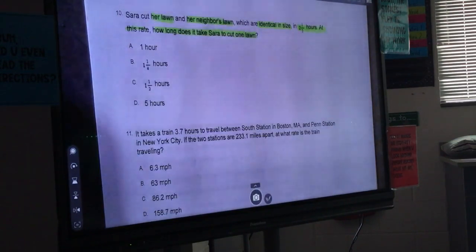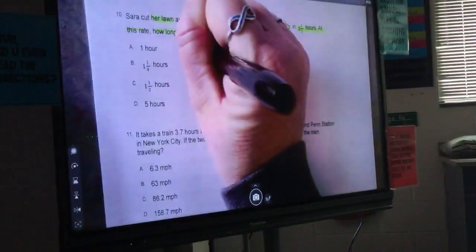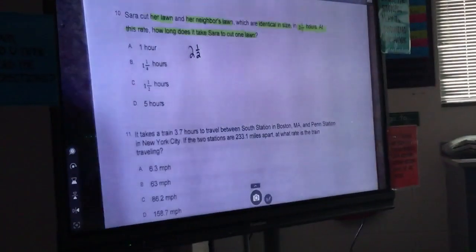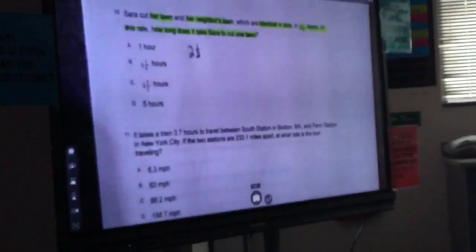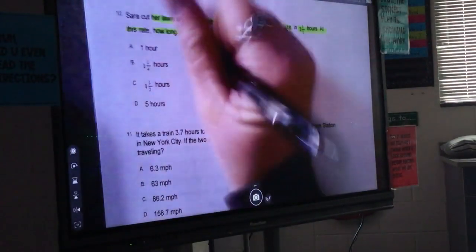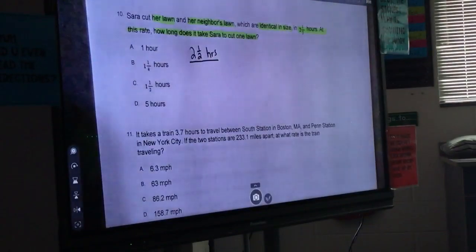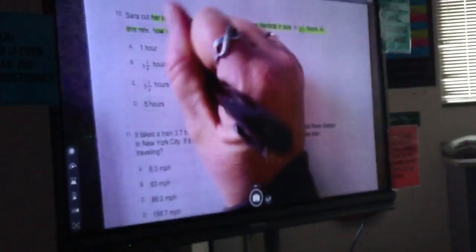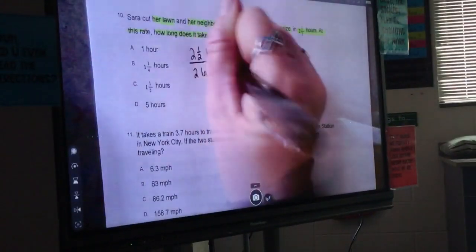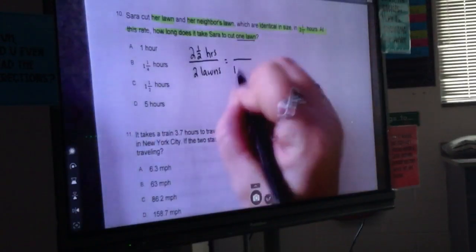All right, Christian, how did you set it up? But what's the unit that goes with 2.5? What is that 2.5 representing? Yes. Okay, and then you put it over what? Oh, 2. Okay, be careful with that. All right, and then obviously we're finding out how long it takes her to cut 1 lawn.